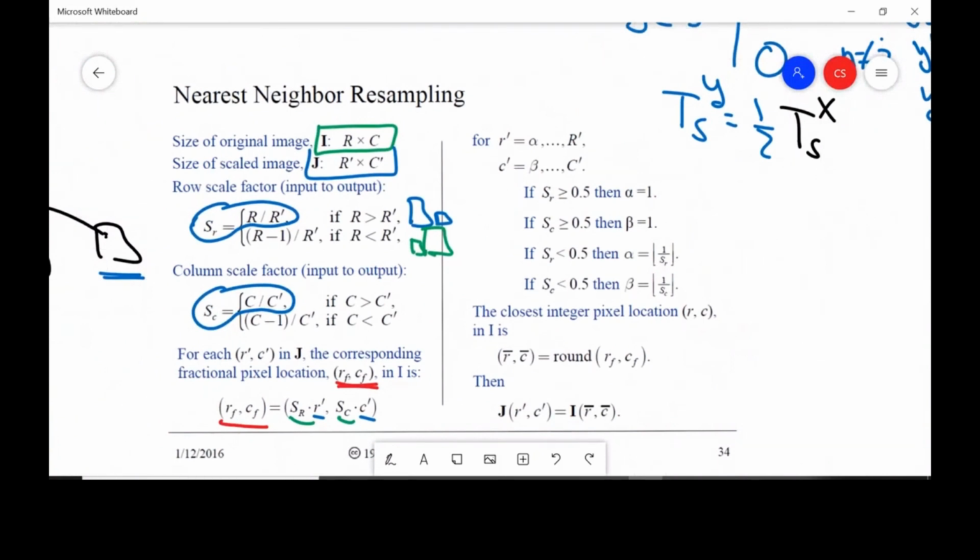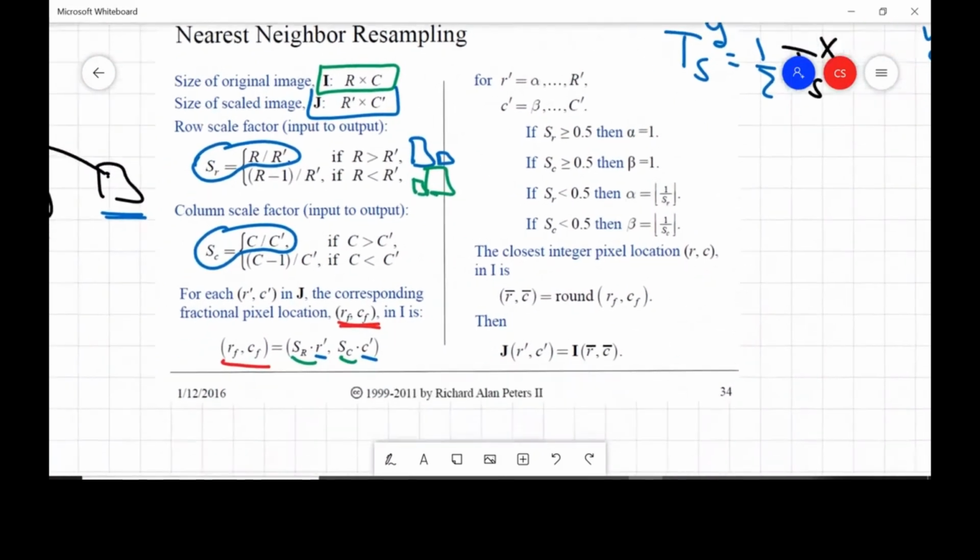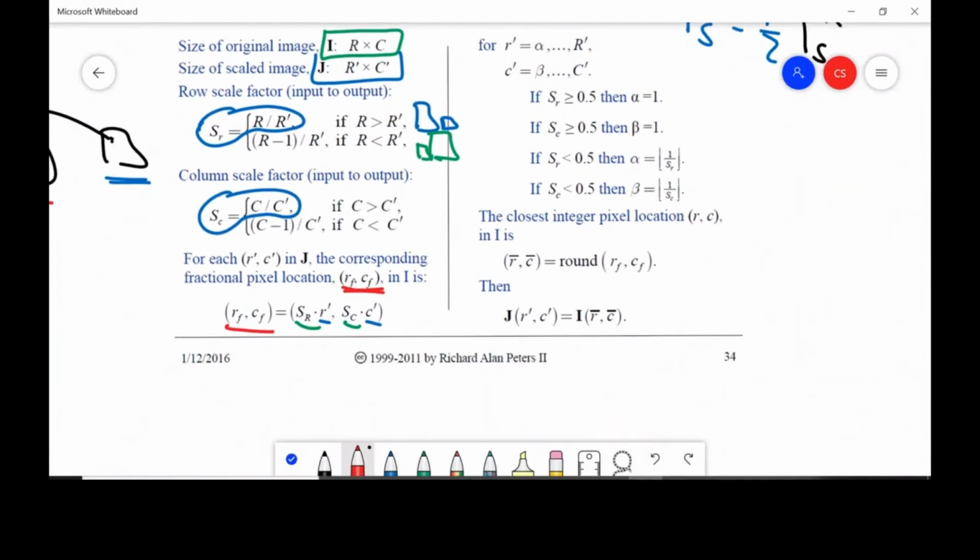So this is our transformation. And in general, and this is what we will do in other lectures, this is a function of r prime, c prime, and this function can be whatever. What we are seeing here is just a particular shape of this function, where we will scale the input coordinates by something.